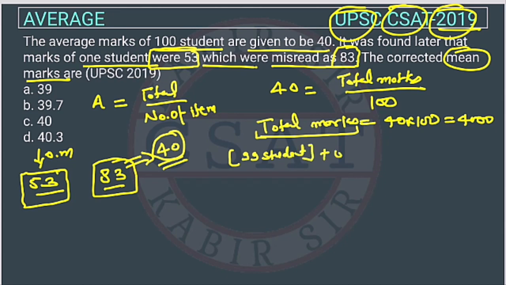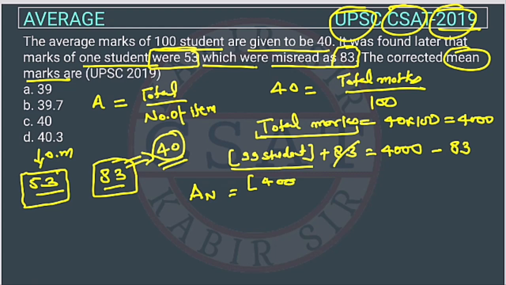Plus 83 is equal to 4000. So we can take this 83 to this side, so it will become like this, right? So now the new average, right? And the new average will be the total marks of 99 students. So total marks of 99 students is this much, right? Plus the marks of this one student, right?